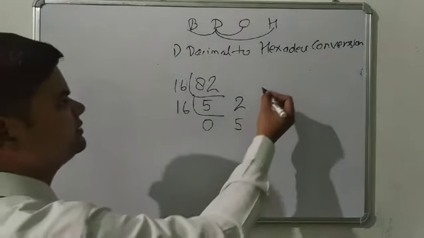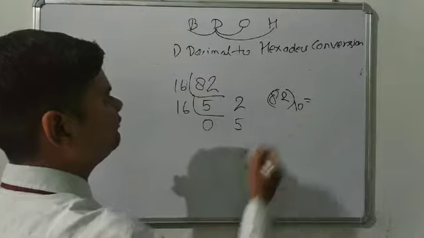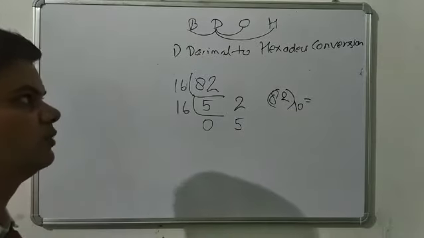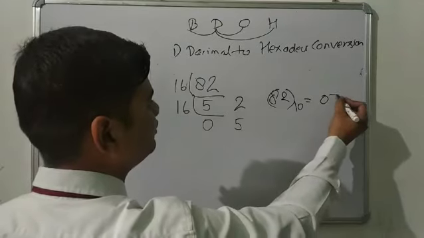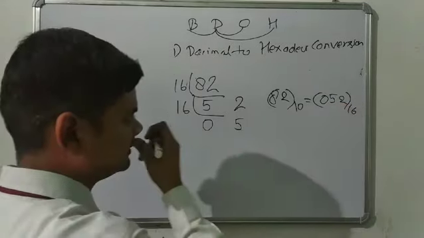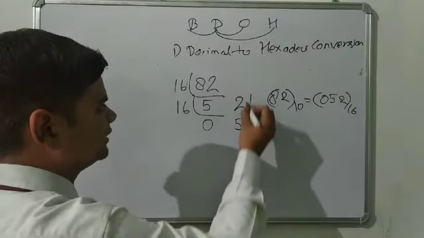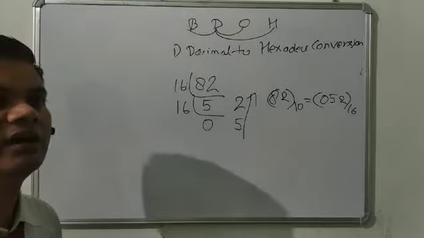The final answer is 82, that is the decimal number. Whenever we have to convert the decimal number into hexadecimal, we get the output 0 5 2, and the base is 16. So this is the method to convert the decimal number into hexadecimal numbers.